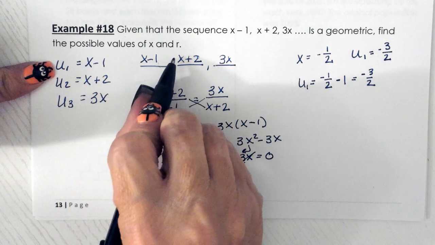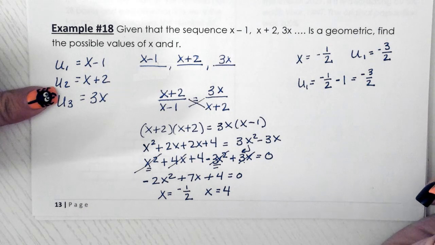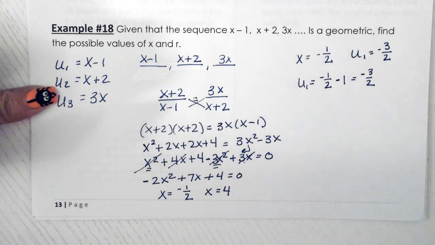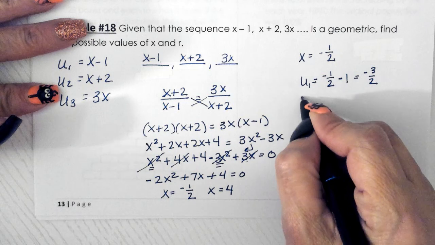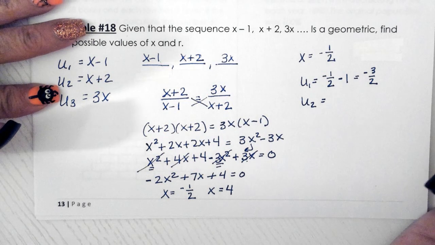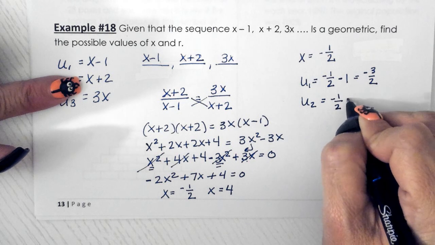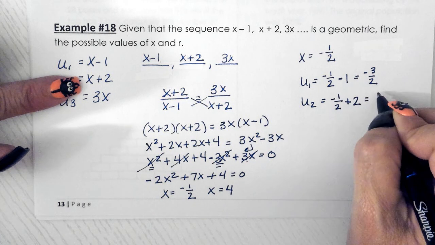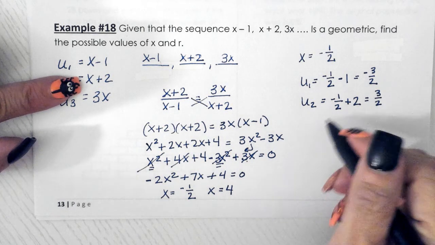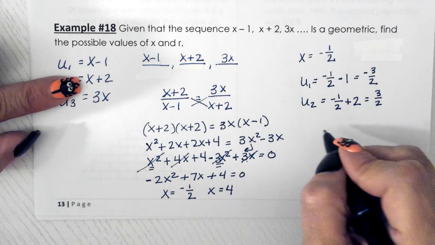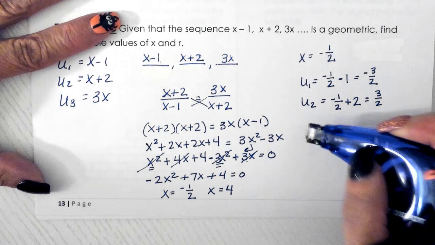But we also need to find the common ratio. Oh, I guess I should have done it down here. Okay, let's do this. I'm going to move that. I don't want to put that there. Don't worry if you did. So now let's just do u2. In order to find a common ratio, we have to have two consecutive terms. So this would be negative 1/2 plus 2, which is positive 3 over 2, right? I could do u3 if I wanted to, but I don't really want to.